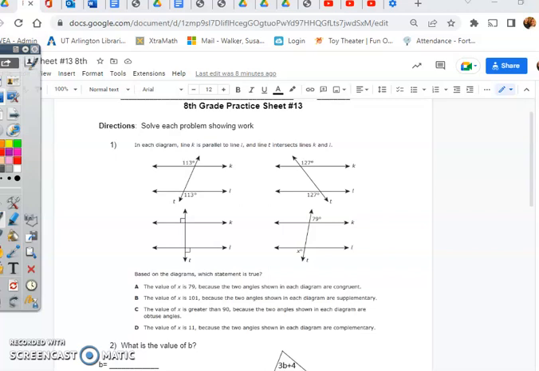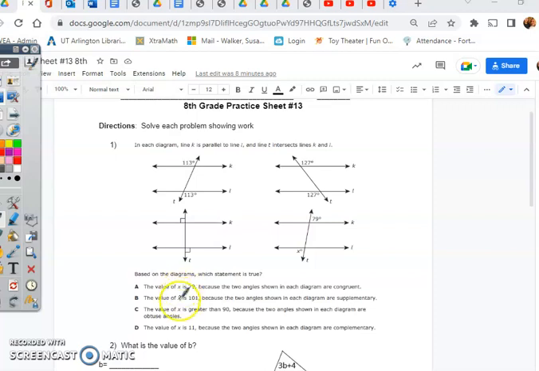Now, you'll see 8 angles, right? But only 2 are different. You'll have generally one acute and one obtuse, but then, of course, we always have this exception where it's 90. We call these perpendicular lines, okay? Based on the diagram, which statement is true?